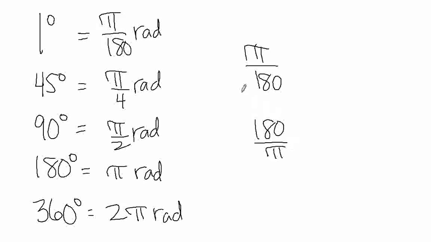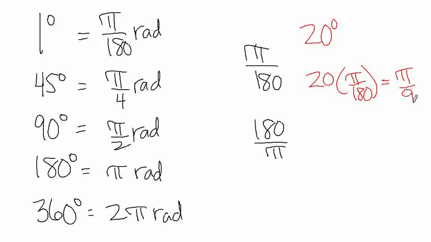Let me do 2 examples. So 20 degrees is equal to how many radians? Well, let's do 20 times pi over 180, and that gives pi over 9 after some simplification. So 20 degrees is equal to pi over 9 radians.